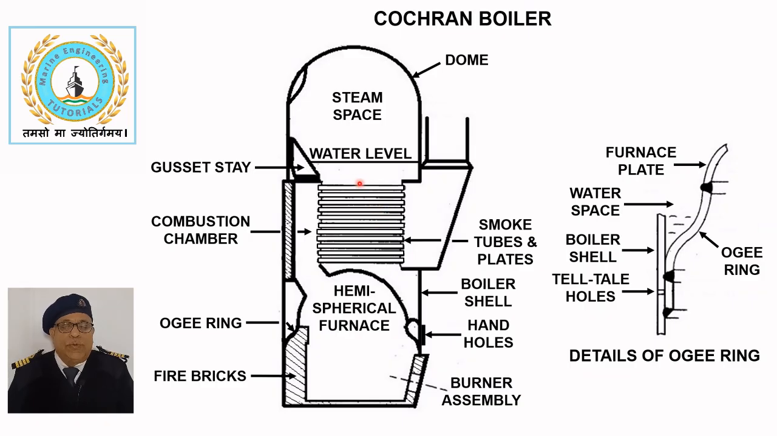All the smoke tubes are surrounded by water, and the minimum water level should be at least 6 inches above the crown of the combustion chamber. Flue gases from the combustion chamber make a single pass through the tubes and reach the smoke box, from where they are exhausted to the atmosphere.